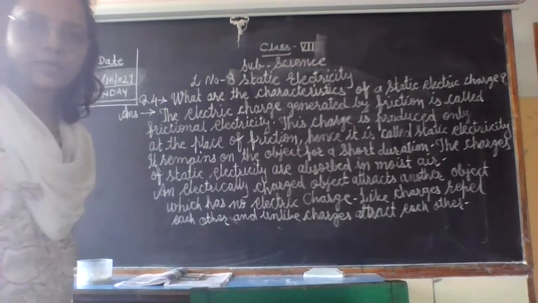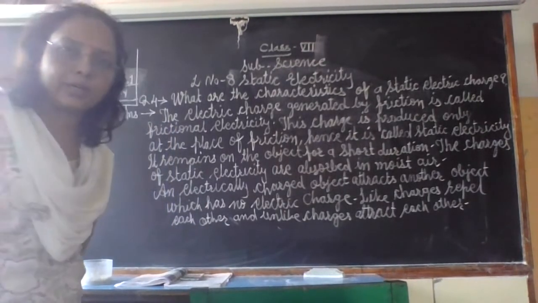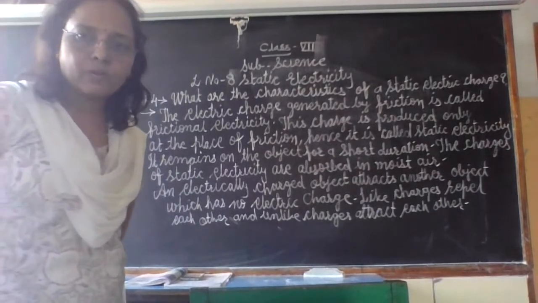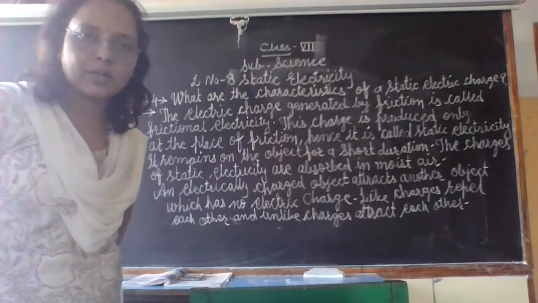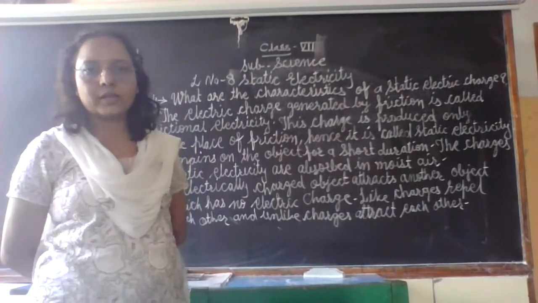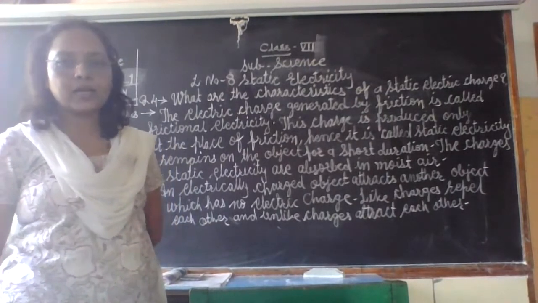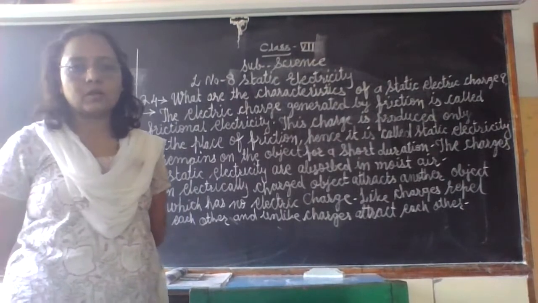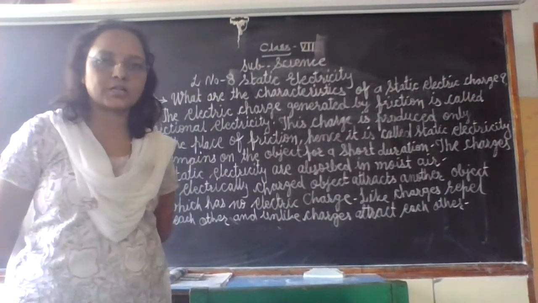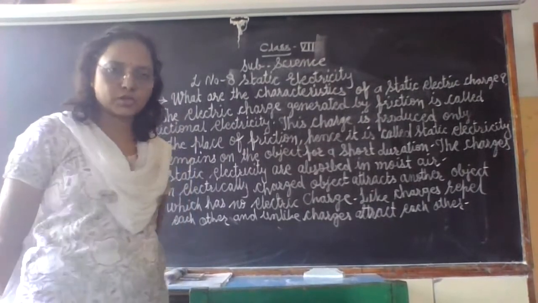This is the characteristics of static electric charge. Okay, the electric charge generated by friction is called frictional electricity. So this charge is produced only at the place of friction. Jahan pe friction hota hai, wahi pe. Hence, it is called static electricity. It remains on the object for a very short duration, then the charges of static electricity are absorbed in moist air, and an electrically charged object attracts the object that has no electric charge. Then like charges repel and unlike charges attract. So these are the characteristics of static electric charge. Okay, then next question, write down.